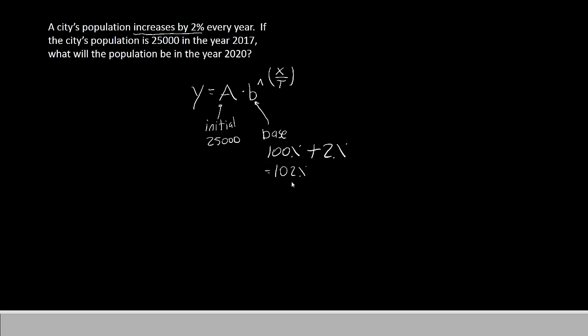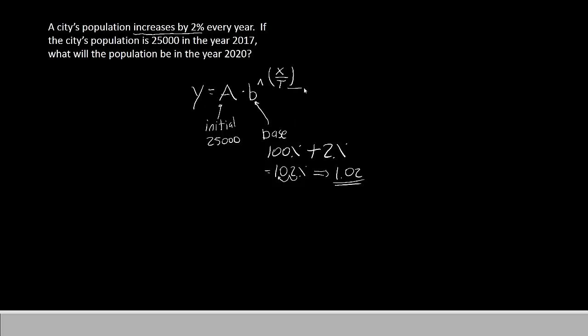Now, when you do an exponential equation, you don't want to write the base in percent form. You want to change to decimal form. So to change from percent to decimal form, we simply move the decimal point over twice to the left, giving us 1.02 as the base.